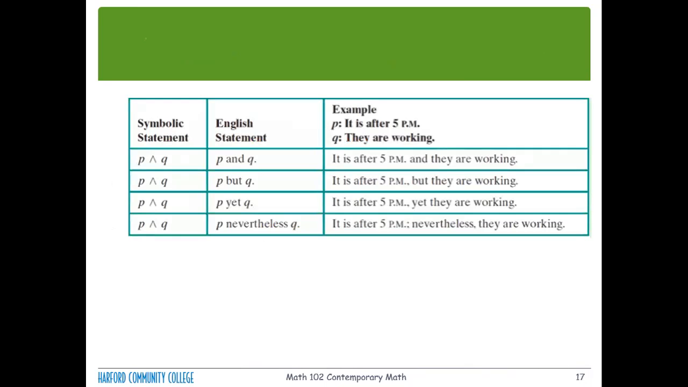For examples, on the left column, you can see they all are the connective and statement, or the conjunction P and Q. In English statements, we can read P and Q, P but Q, P yet Q, P nevertheless Q, where P and Q are simple statements.